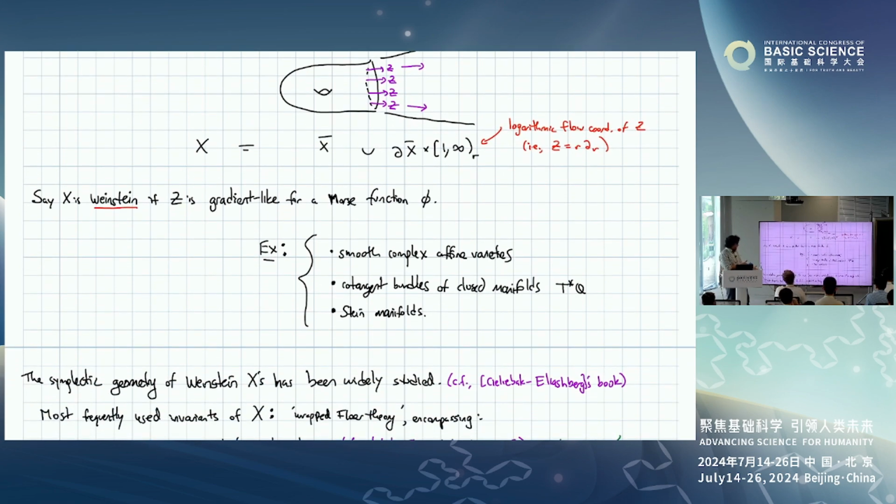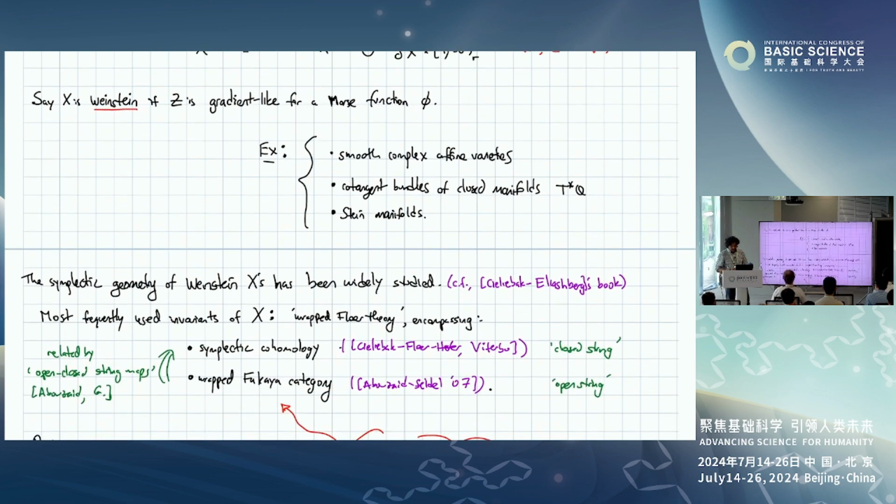So the symplectic geometry of this class of manifolds has been widely studied. For instance, there's now a comprehensive textbook on the geometric constructions involved in Weinstein manifolds by Cieliebak and Eliashberg. And there are cohomological invariants that are frequently used to tell such manifolds apart in the symplectic category. The most frequently used ones fall into this broad umbrella that I'll call wrapped Floer theory, and they encompass 2 types of invariants. One is a cohomology theory for symplectic manifolds called symplectic cohomology. Another is a categorical invariant called the wrapped Fukaya category.